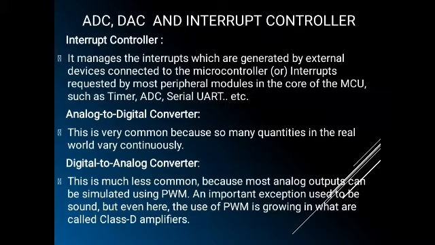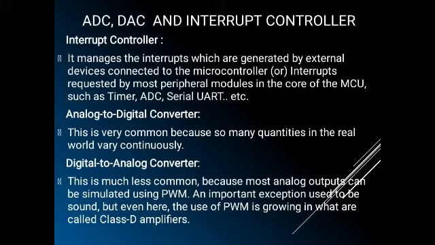Then ADC and DAC and interrupt controller. In our regular usage, we are using only analog signals. These signals cannot be processed by your processor. So we have to convert these analog signals into digital signals so that they can be processed by the computer. Similarly, when you want the output as an analog signal, at that time we are in need of a digital to analog converter. And then interrupt controller.